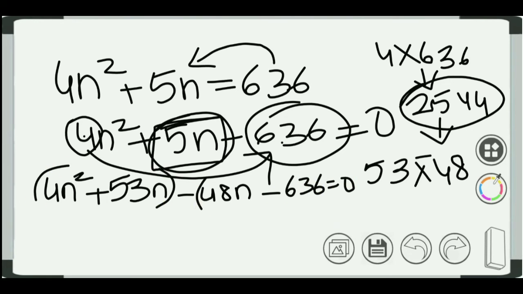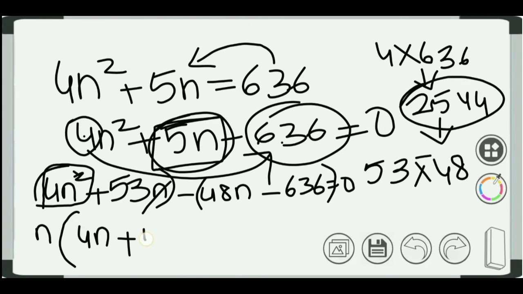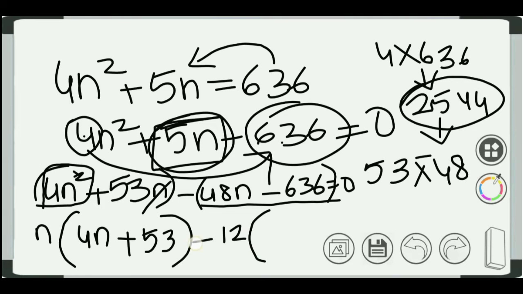Now I am taking the common terms outside. Here n is the common one, so I have taken n outside. What is remaining? 4n is remaining, plus 53. Now from here, the common term is 12, so I have taken minus 12 outside. If I take minus outside, the sign inside the bracket changes, so this minus will become plus. 12 into what is 48? 12 into 4, so 4n. This minus will be plus because I have taken negative out. 12 into what is 636? 12 into 53.